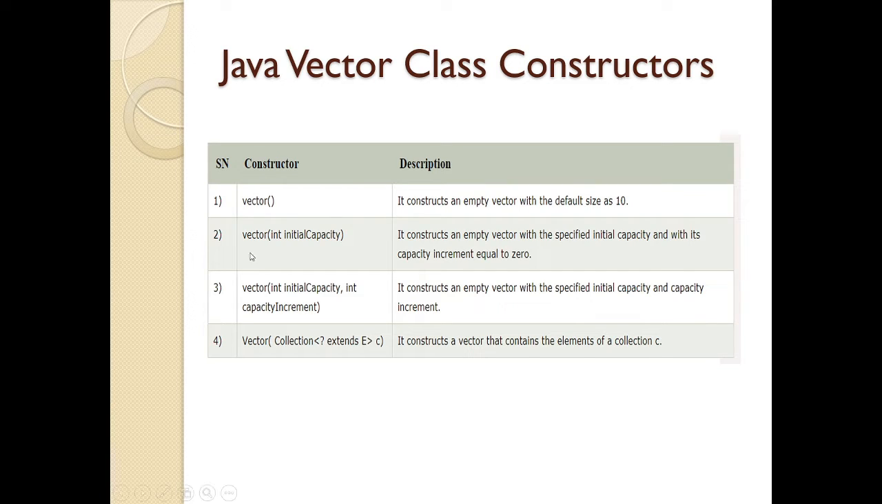Then the third constructor is Vector where we pass the initial capacity, and we also give the capacity increment, that is by what size the capacity can increment. And the fourth constructor is a vector built from an already existing collection. So with these four ways we can create the Java vector class constructors.